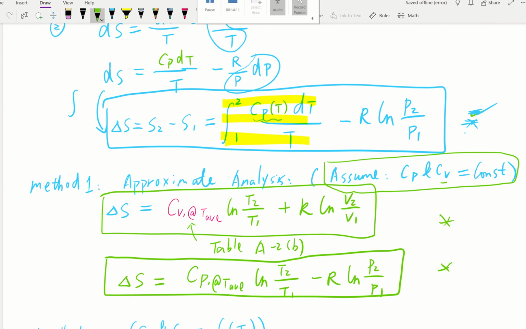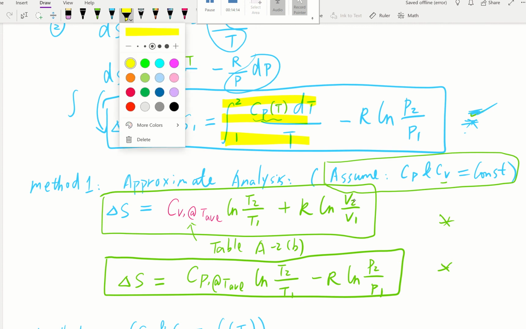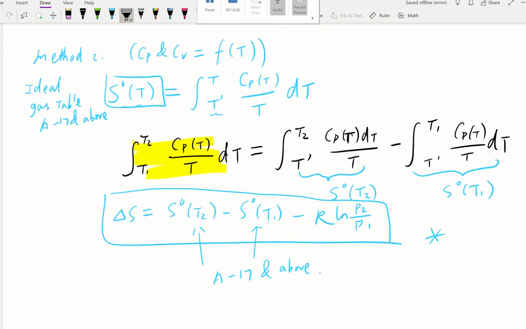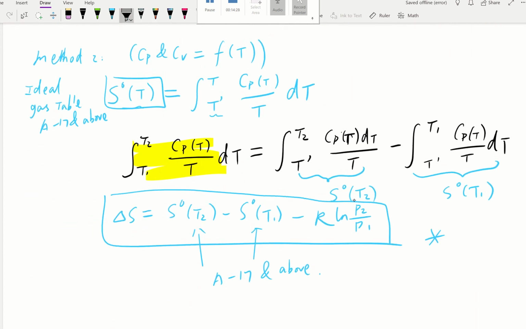If there's something that needs major attention, it's right here, those two. That's going to be our method number one. And when we use method number two, you realize we only have one equation here. That would be the only one. For this method number two, we assume the specific heat does change with temperature, and we're going to use table A17 and above to help us solve it using this specific formula.